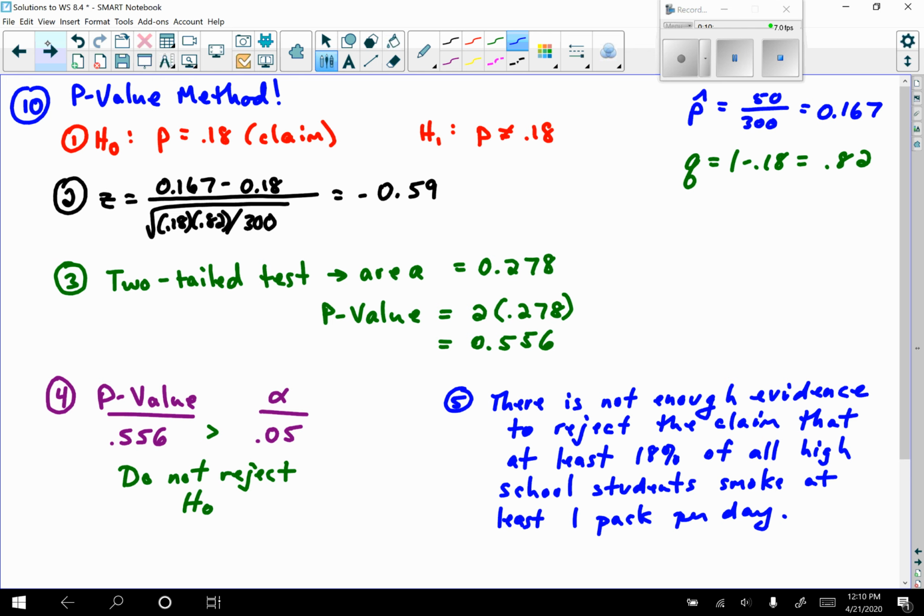P-value is double that. Compare our p-value to alpha. We're greater than it again, so we do not reject the null hypothesis. And again, there is not enough evidence to reject the claim that at least 18% of all high school students smoke at least one pack per day.